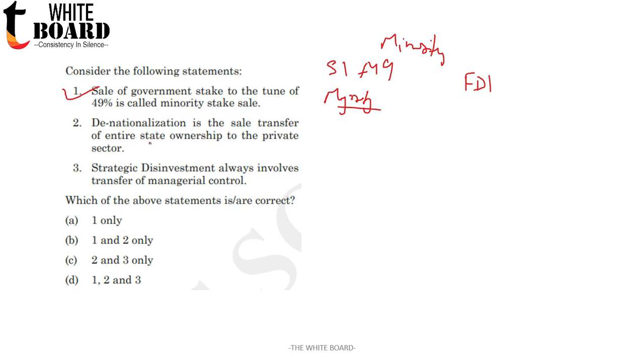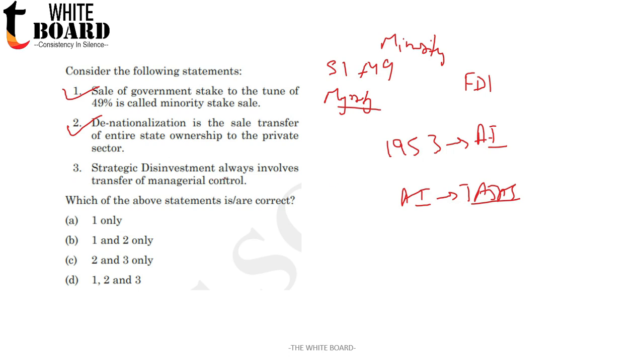Denationalization is the sale or transfer of entire state ownership to the private sector. Yes, because we know what nationalization is. The ownership is transferred all together to the government or government-related bodies. That is called nationalization. For example, recently Air India was denationalized. Air India was nationalized in 1953, I think. And now denationalization or privatization has happened, and the entire Air India has been given back to the Tatas.